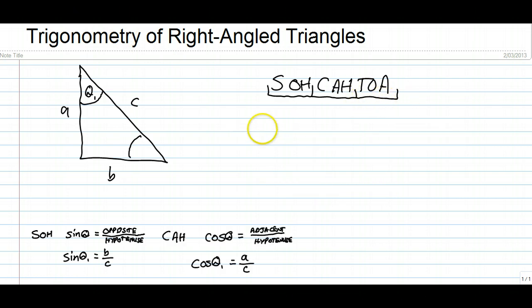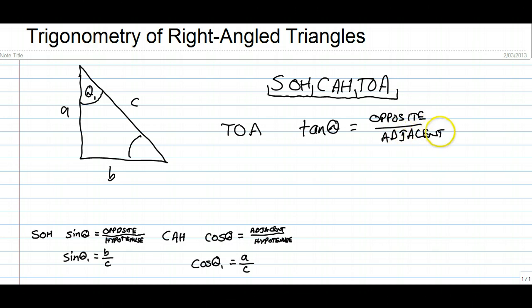Lastly, we've got TOA in SOHCAHTOA. TOA stands for tan theta, the tangent of theta, equals the opposite side divided by the adjacent side. So if we are talking about this angle here again, tan theta 1, the adjacent will be A and the opposite will be B, so B divided by A. So those are the three relationships that are really fundamental to trigonometry.